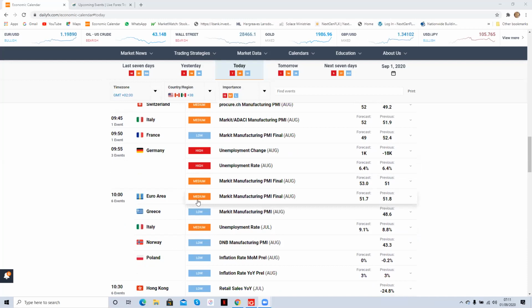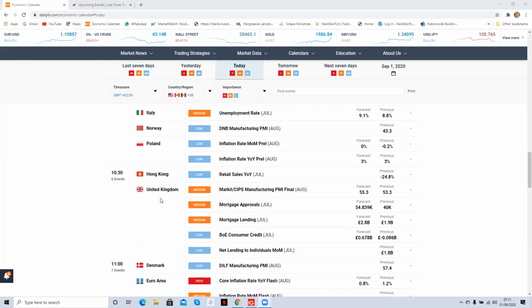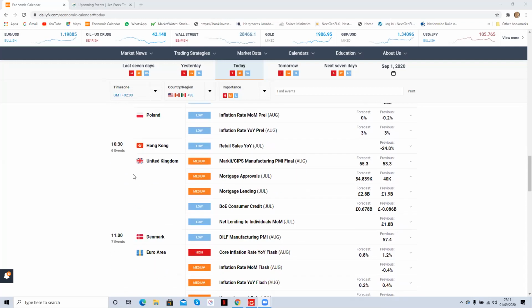And that's another report of medium importance at 10 from the euro area. Again, we can ignore all these small European countries, Greece, Italy, Norway, just ignore all of them. Then the UK, we have, again, obviously this is more to do with the pound. We're not trading the pound, we're trading euro US dollar. But things to do with the housing market and mortgages, again, they're worthwhile noting them. But again, we don't have to worry about that with euro US dollar.